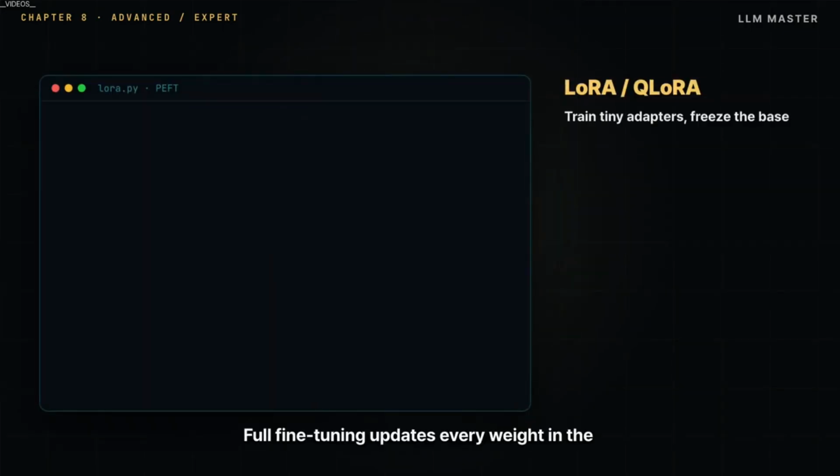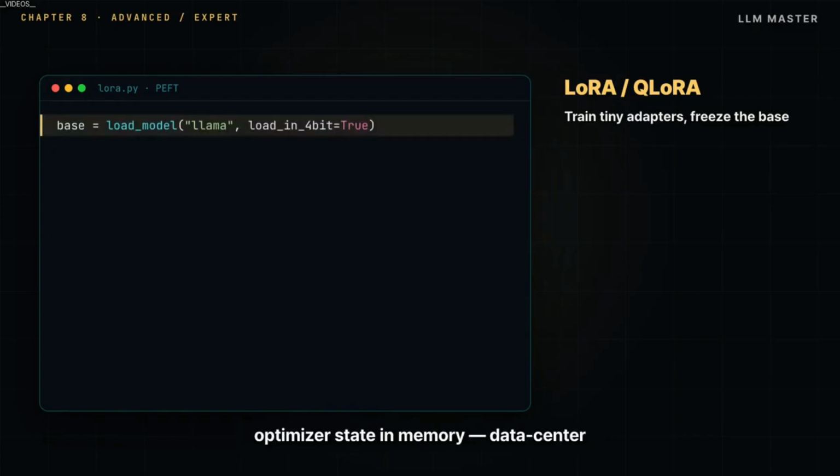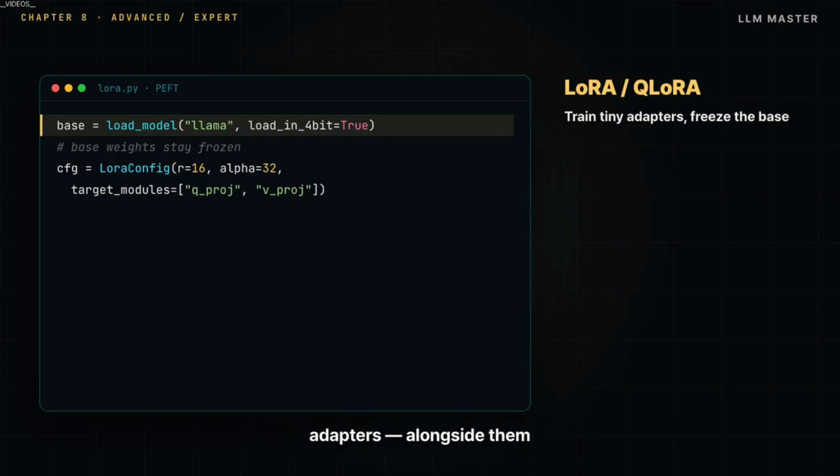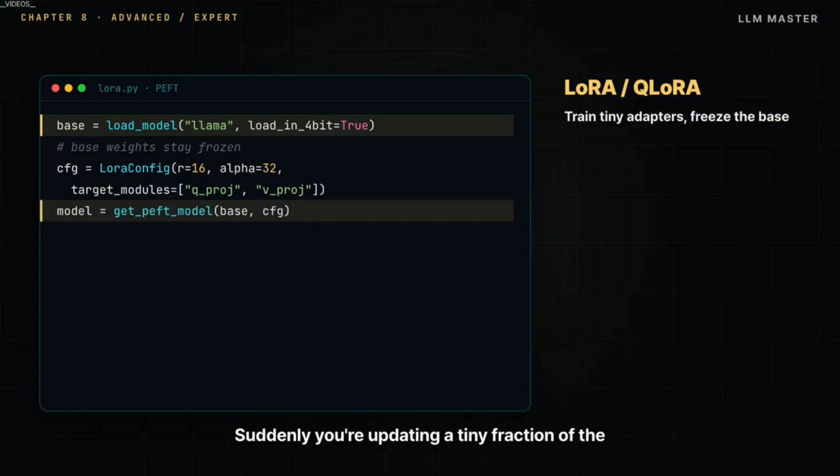Full fine-tuning updates every weight in the model, which means holding the entire model plus optimizer state in memory, data center territory for anything large. LoRA, low-rank adaptation, is the trick that makes fine-tuning practical for the rest of us. You freeze the original weights entirely and inject small pairs of low-rank matrices, adapters, alongside them. Only those adapters train. Suddenly you're updating a tiny fraction of the parameters, and the saved result is megabytes, not gigabytes, so you can keep a different adapter per task and swap them in at will.